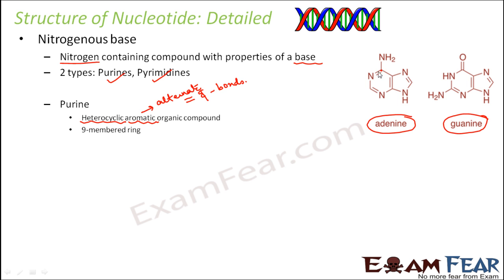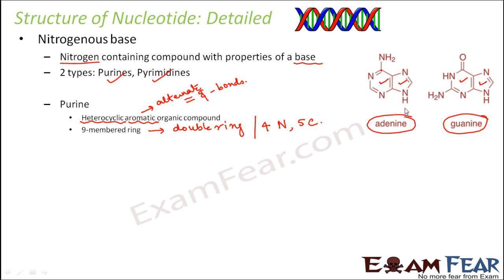Also, the purines have a double ring structure. This is one ring, this is another ring. Similarly here, this is one ring, this is another ring. So purines have a double ring system. What else? It has 4 nitrogens. If you see here, 1, 2, 3, 4. Here also 1, 2, 3, 4. So here also you have 4 nitrogens and 5 carbons.